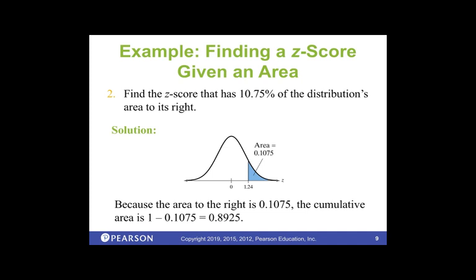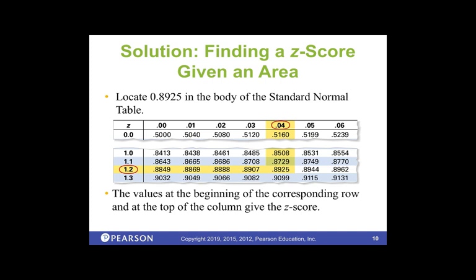We're going to look on our standard normal table. You see the 0.8925, and the z-score corresponding to it is 1.24.